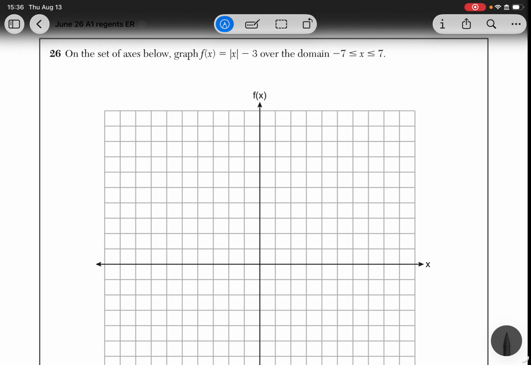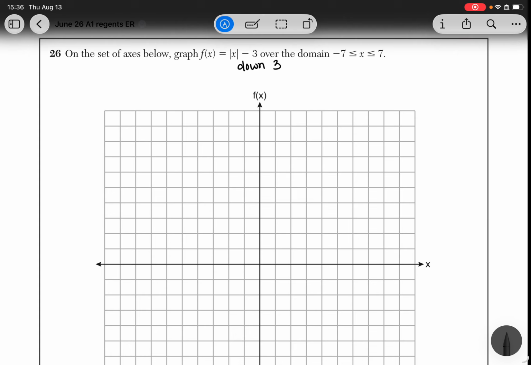Okay, next we have an absolute value function, which are lovely. These are typically shaped as the letter V, either going up or down. Here, since x is positive, we know that we're going to have a positive-looking slope. And then we're subtracting 3. Since the minus 3 is outside of the absolute value symbol, we know that we're going to be going down 3.